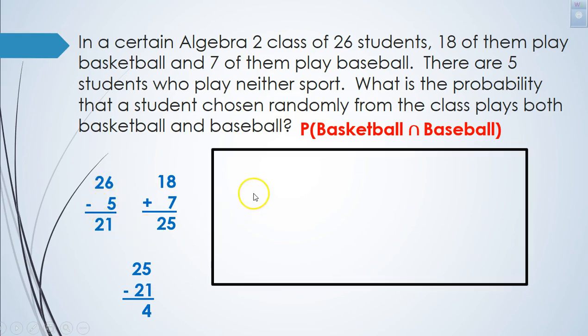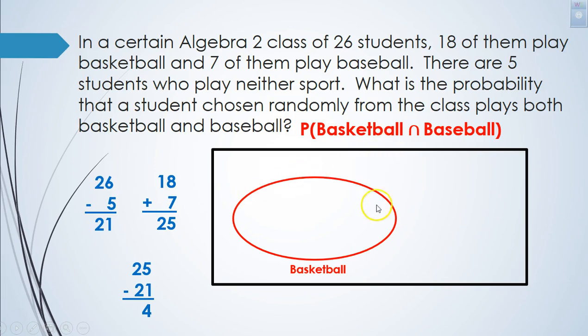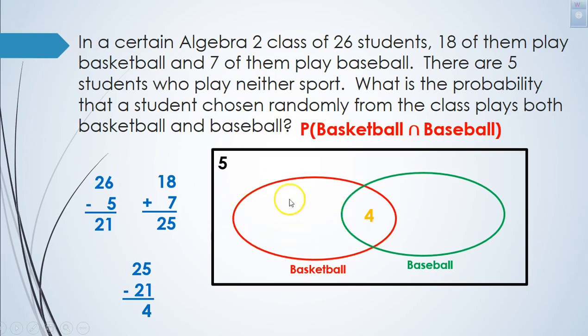So when we do that, then we're going to make a Venn diagram. We're going to put basketball players in one oval and baseball players in the other. Outside of those 2 ovals, we're going to put the number that didn't play a sport at all. So that's going to be our 5. Then we're going to put our overlap right here, this is where the 4 goes, because that's the ones that played both. Then to figure out how many go over here, we know that there were a total of 18, so we're going to subtract the 4 from the 18, and that's going to give us 14 over here. And then over here it says we have 7 that played baseball, so we're going to subtract the 4 from the 7, and that gives us 3 here.